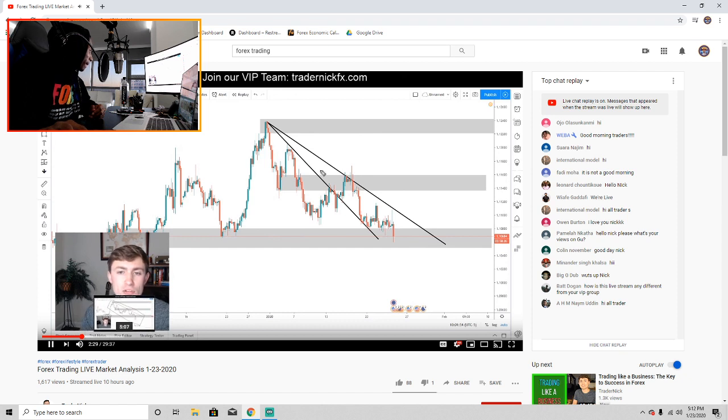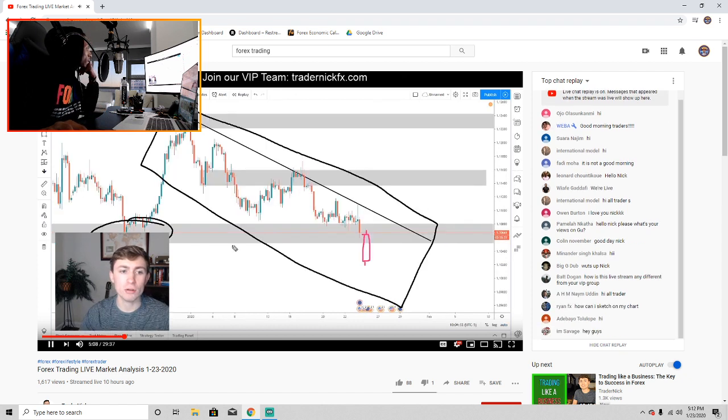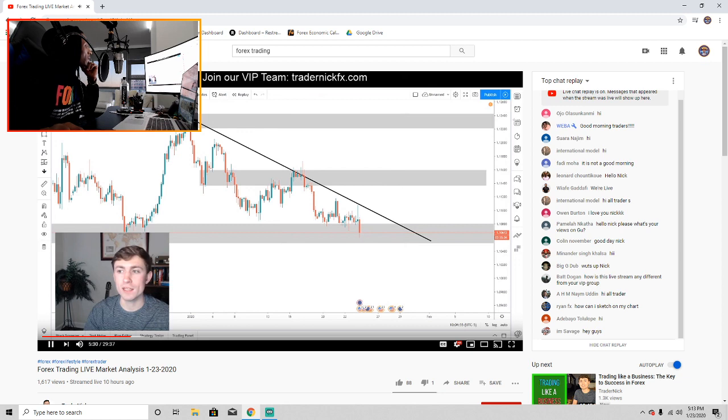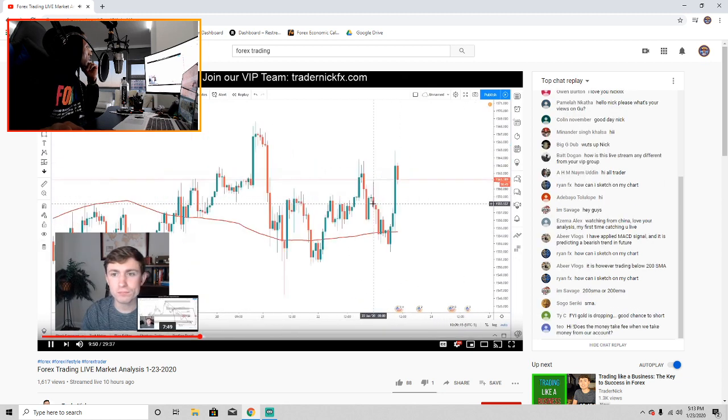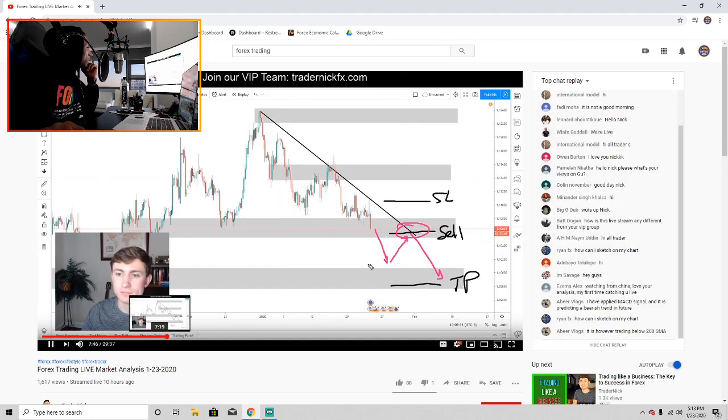We have these major structural levels, right? We're looking left. We can see that this area was historically significant, right? If price breaks through that level convincingly, what that could mean is that sellers are in control of this market, and that demand was not enough to push price up. So in fact, what it could lead to is supply and continued sell pressure.